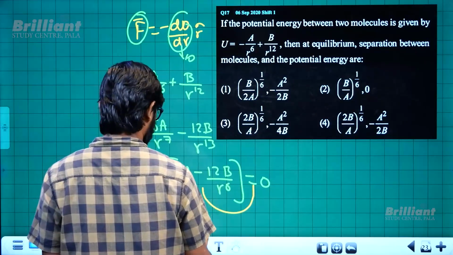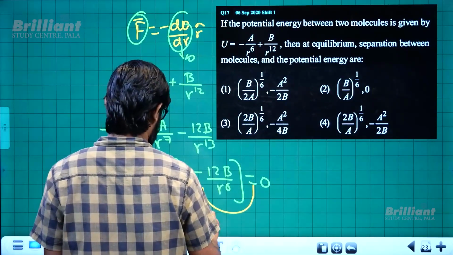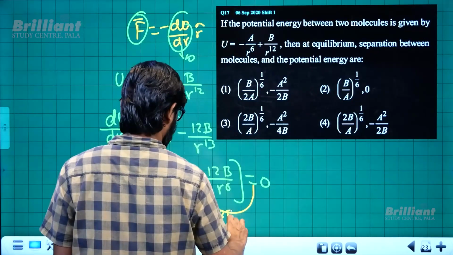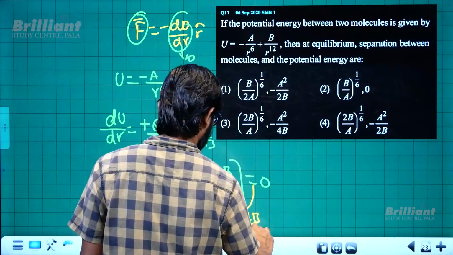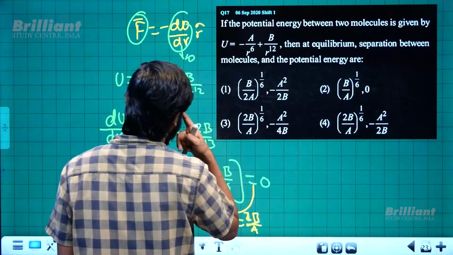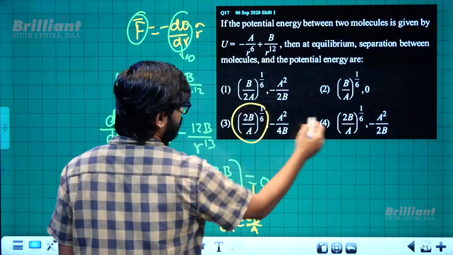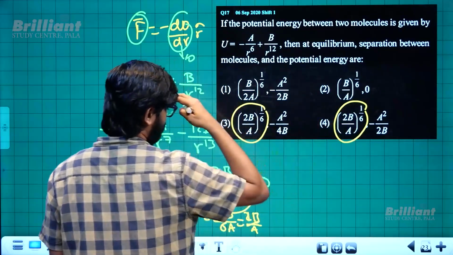So you will be getting r power 6 equals 12b by 6a, that is 2b by a. So r equals 2b by a whole power 1 by 6. So out of these two options, one has to be correct.